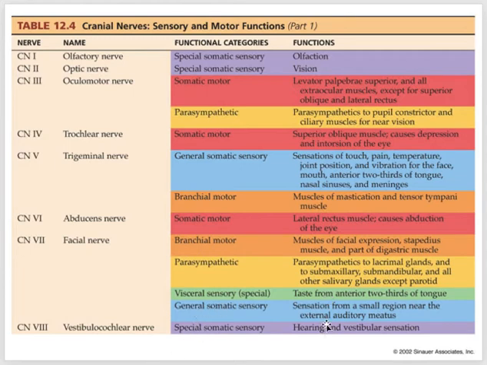So it carries sensation from a small region near the external auditory meatus. Okay, so it carries special sensation. It carries general sensation. Okay, so again, easy to remember, I think. Not so hard a thing to remember.